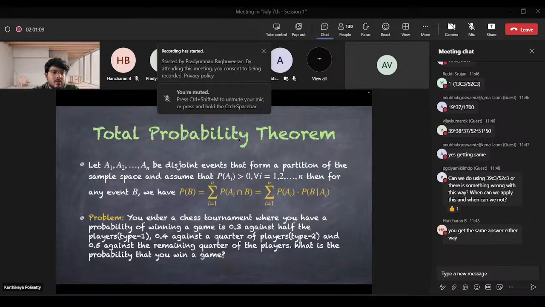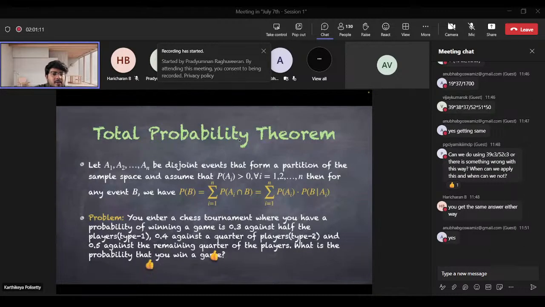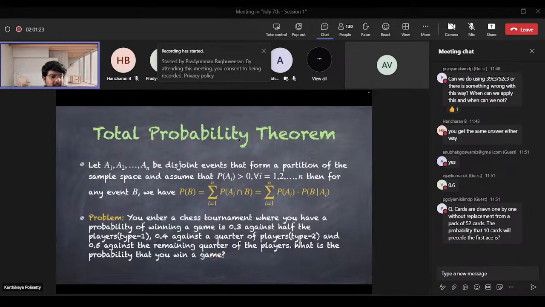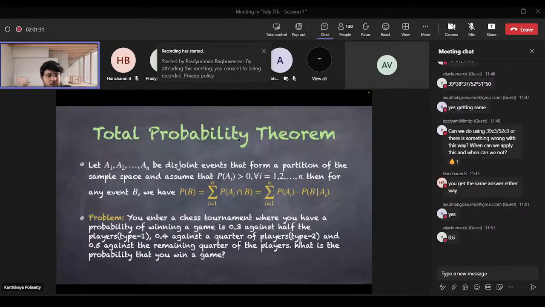So you can try this problem for 2 minutes. You enter a chess tournament where the probability of winning a game is 0.3 against half of the players, let's say type 1, and 0.4 against a quarter of the players, let's say type 2, and 0.5 against the remaining quarter of the players. What is the probability that you win a game?